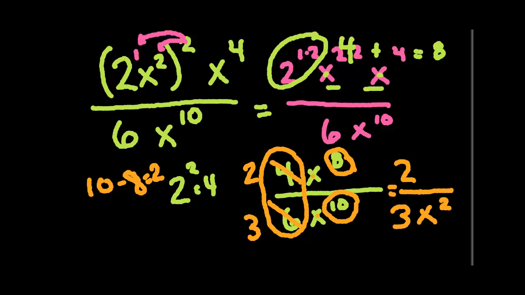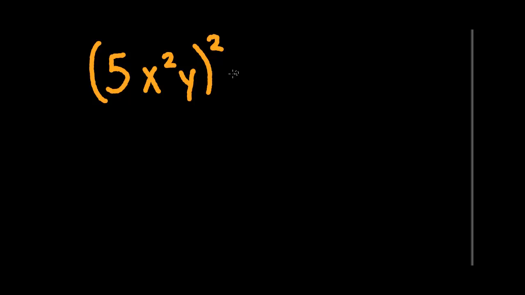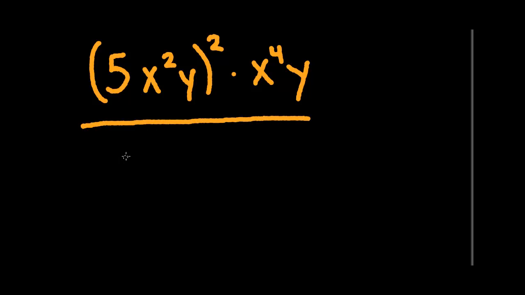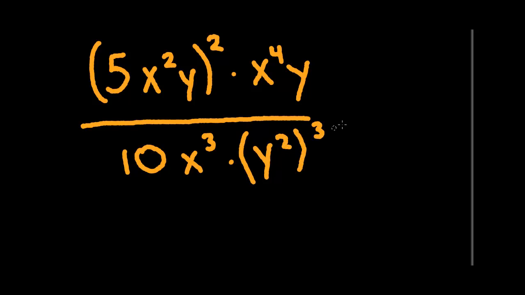All right, we're going to give you one to try, and that's how we're going to end our session for today. So let's do 5x squared y squared times x to the 4th y over 10x to the 3rd times y squared to the 3rd. All right, pause your video and let's see how you do.